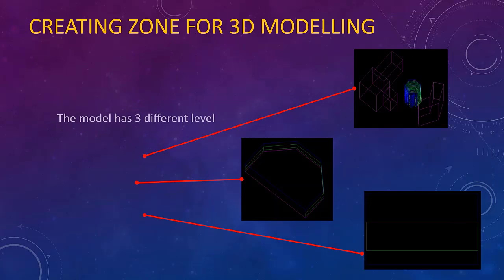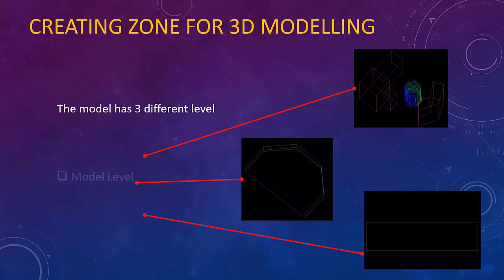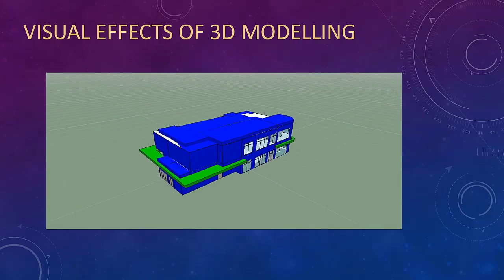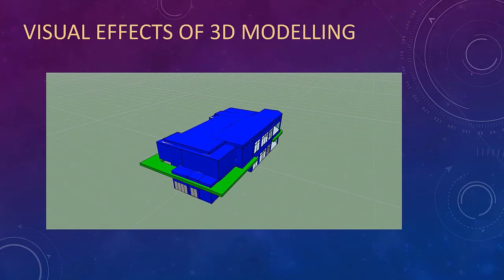Basically, for 3D modeling, the model has three different levels. Number one, model level. Number two, room level. And number three, surface level. Experience visual effects of 3D modeling.